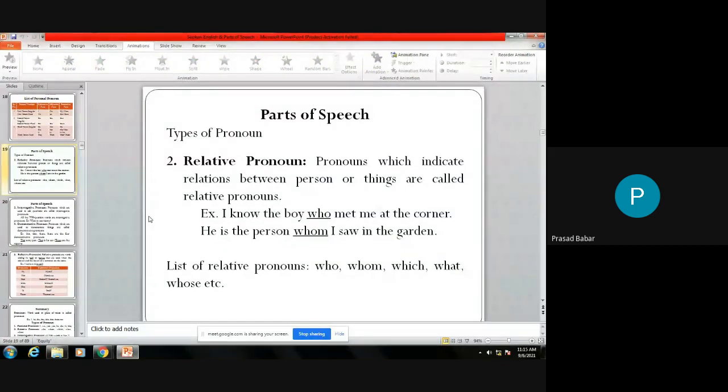Okay, we'll see the list of relative pronouns. There is a list of relative pronouns, and examples are who, whom, which, what, whose, etc. So they are almost the WH words. Relative pronouns are also WH words which are used to show the relationship between two persons or things. Okay, so this is about the relative pronoun.